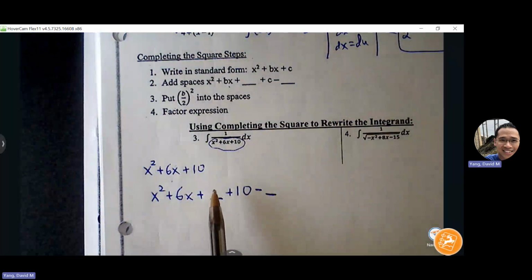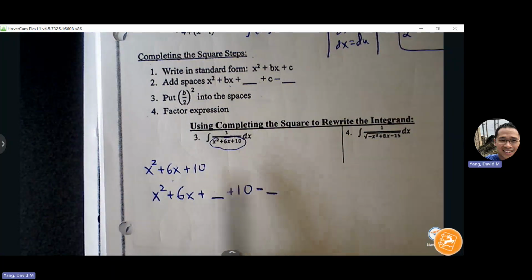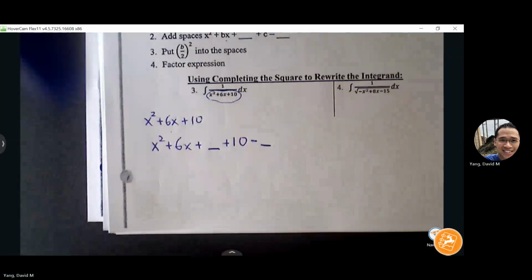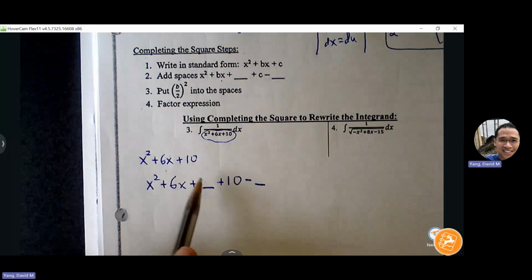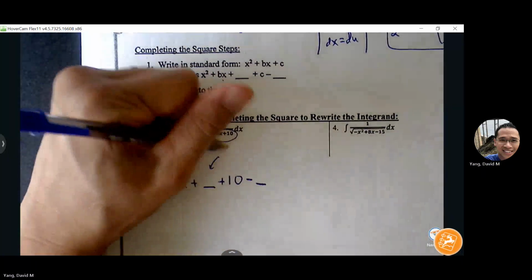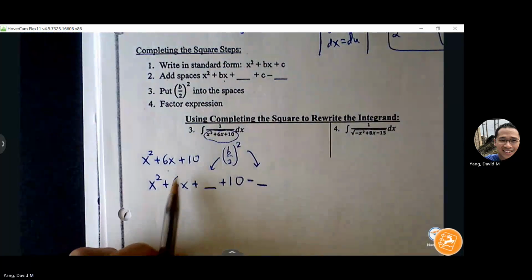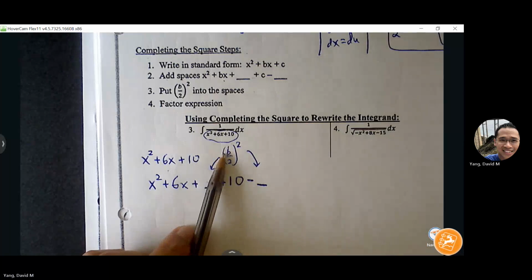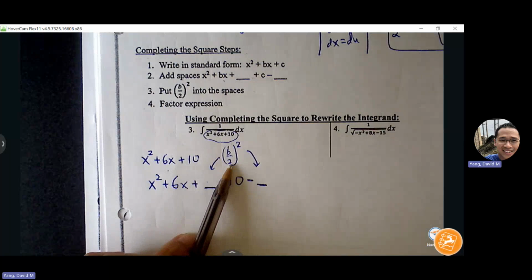But whatever number I find, I don't want to change my overall expression. So if I do a plus 6, then I want to make sure I immediately have a subtract 6 here because I want to maintain balance. I don't want to change the overall value of my expression. So what's going to fill in here that will allow this to factor nicely is this formula, b over 2 squared. And that's going to go in both spaces. Okay, what's my b value? 6. Okay, 6 over 2 is 3 squared is 9.